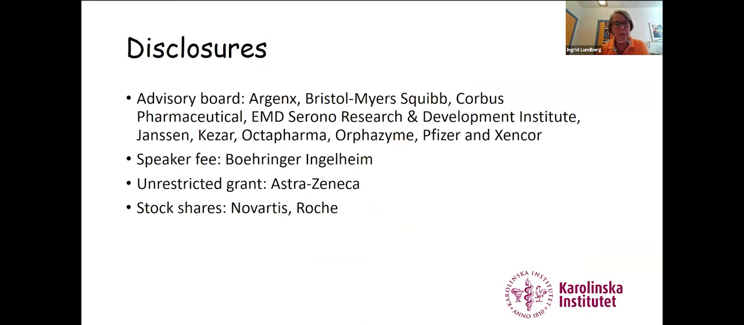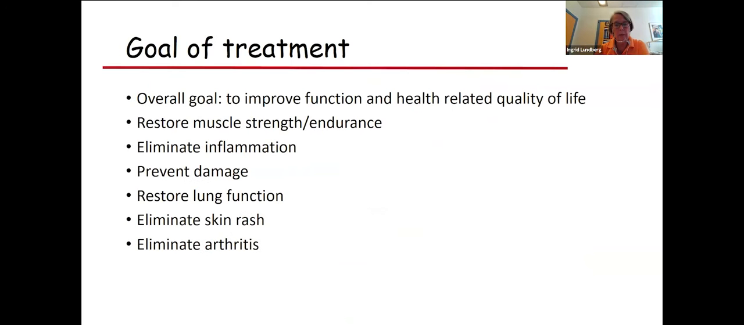These are my disclosures. And this is also what Alain already told us. So if we now think about the inflammatory myopathies in general, the overall goal is to improve function and health-related quality of life. For most patients, it is also to restore muscle strength and endurance, to eliminate inflammation and prevent damage. For some patients, the goal is to restore lung function. For others, it can be to eliminate skin rash or arthritis.